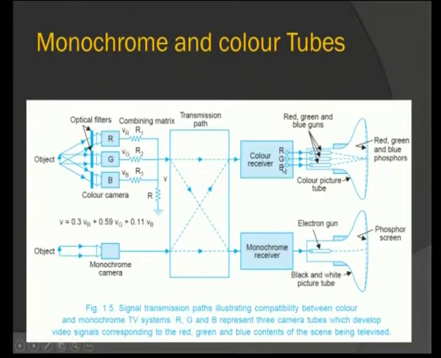So, this separated color picture signal will be processed and will be ejected by the 3 different electron guns on the phosphorus screen. But in monochrome, this is how the object is focused with only a single camera, the monochrome camera, and again it is transmitted through a transmission path. The monochrome receiver receives the signal, and here there is only a single electron gun. This is the difference: we need 3 electron guns for a color receiver picture tube, but in a monochrome tube only 1 electron gun is enough.